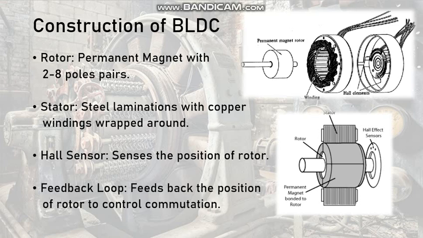Apart from that, the next thing we have is the Hall sensor, which detects the position of the motor, and feedback control, which is basically the signal that is looped back through the sensor. This signal helps switch the polarities of the windings of the stator to make the rotor turn.